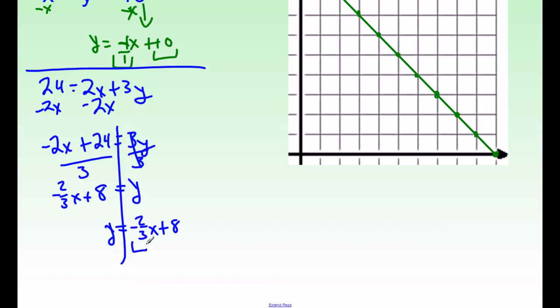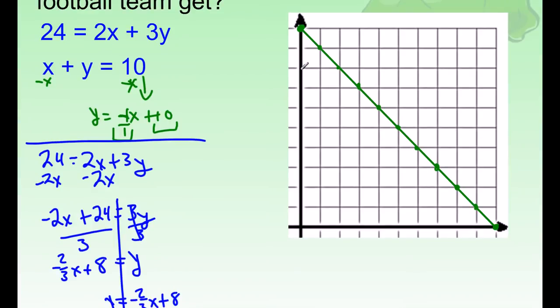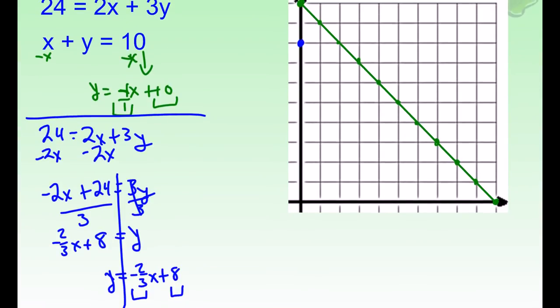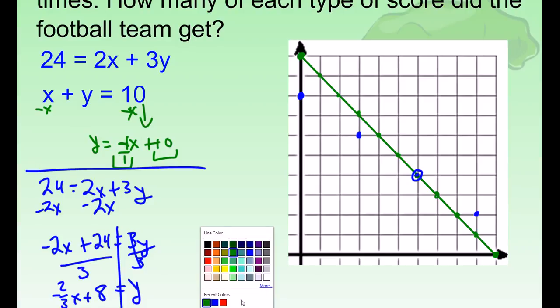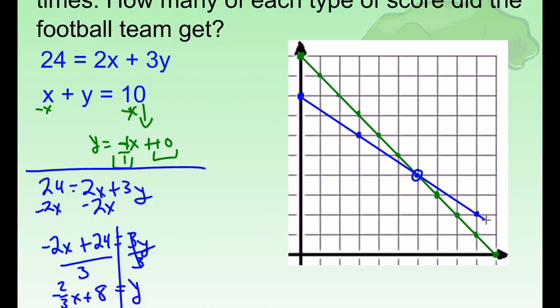There's absolutely nothing wrong with doing that. So now we have our slope and our intercept. The intercept is 8 right there. And the slope is negative 2/3. So negative 2 over 3: down 2 over 3, down 2 over 3, down 2 over 3, down 2 over 3. I'm going to draw myself a pretty little line in there. Isn't he pretty? All right.